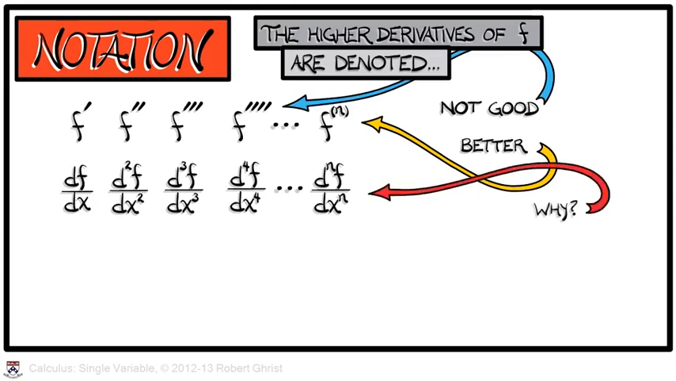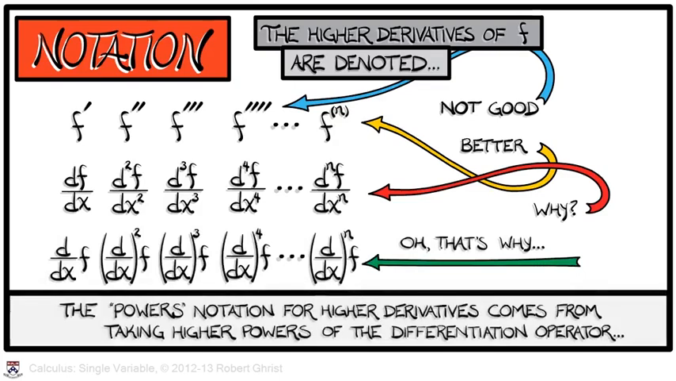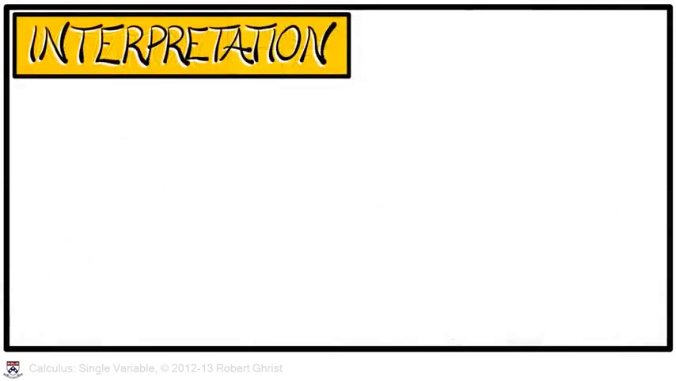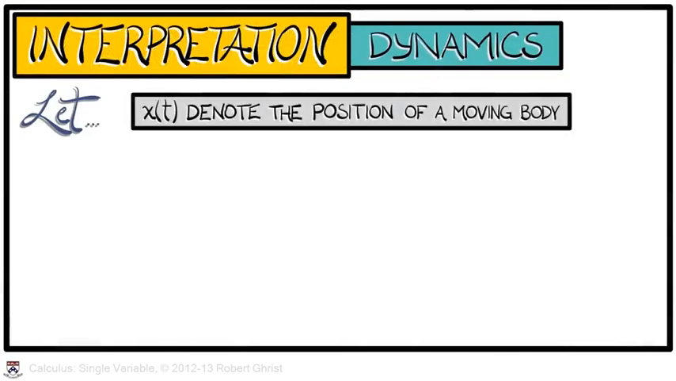But this leads to the question, why is that notation used? Why is the second derivative not df squared, dx squared? Of course, the reason is that we're taking powers of the differentiation operator, d by dx. Where are these higher derivatives to be found? How do we interpret them?